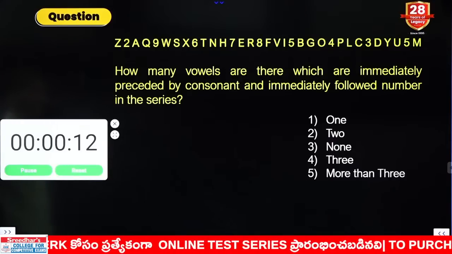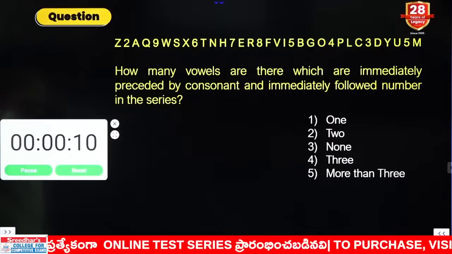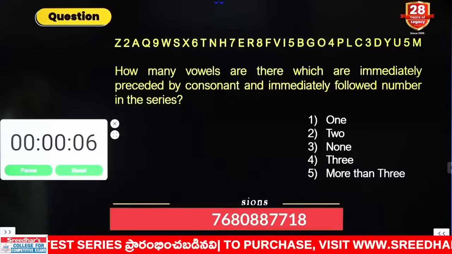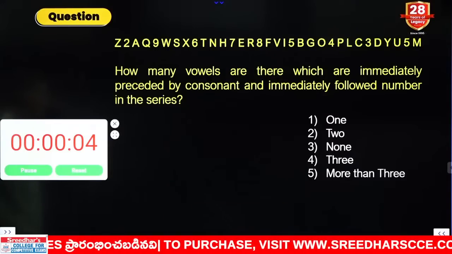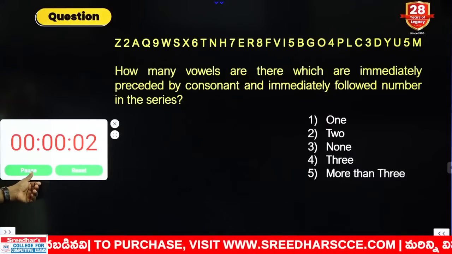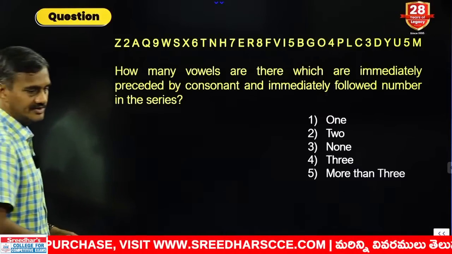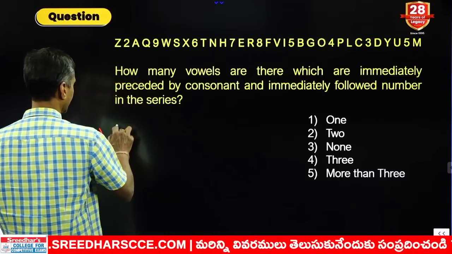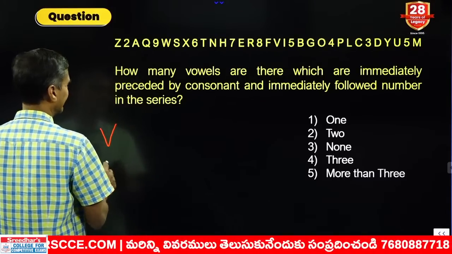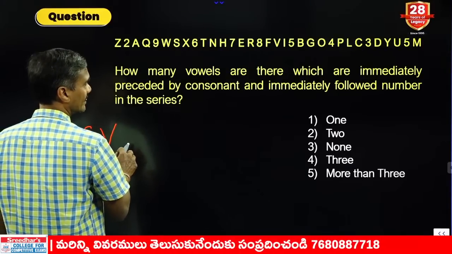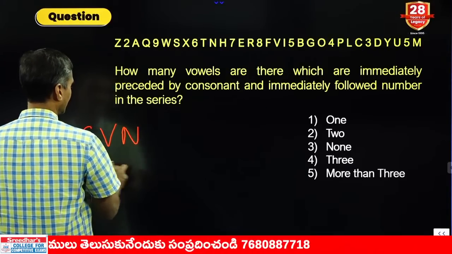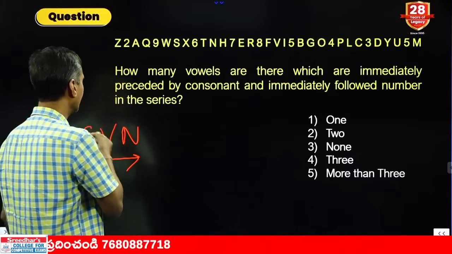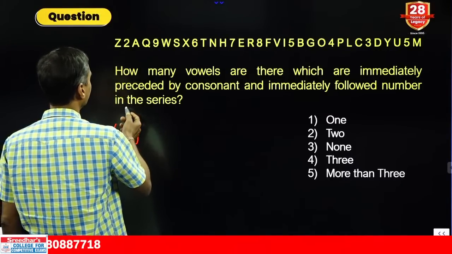How many vowels are there which are immediately preceded by a consonant and immediately followed by a number? Okay, vowels preceded by a consonant and followed by a number. Now your time is up. The question is about how many vowels are there which are immediately preceded by a consonant and immediately followed by a number. The sequence must be consonant, vowel and a number. Then let us focus on this number.